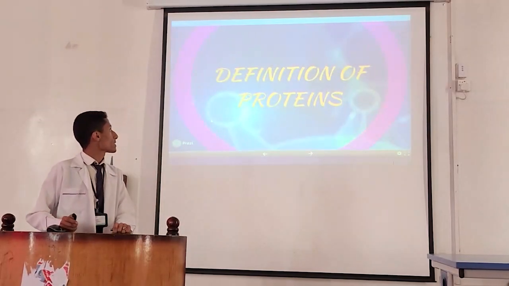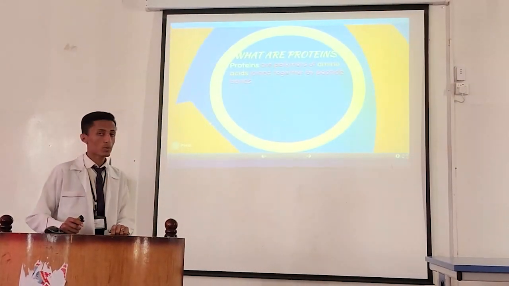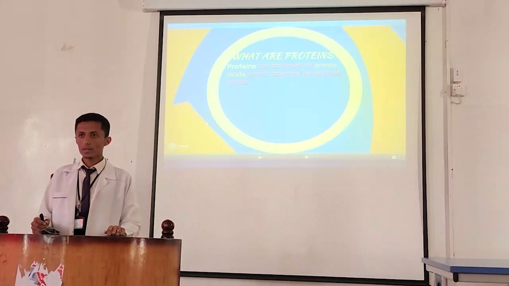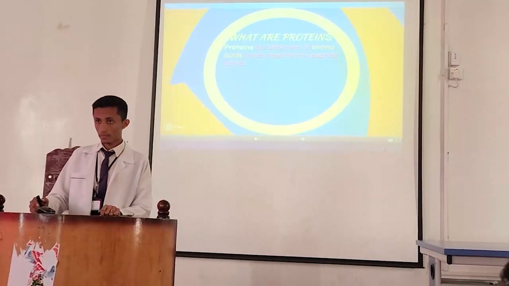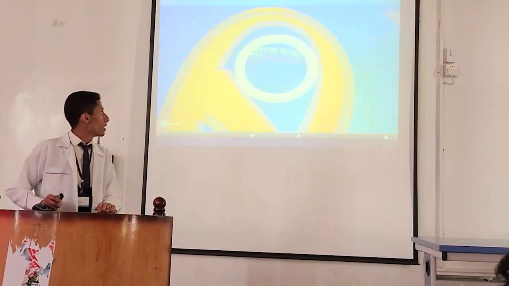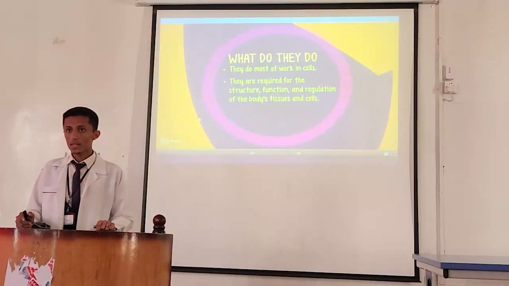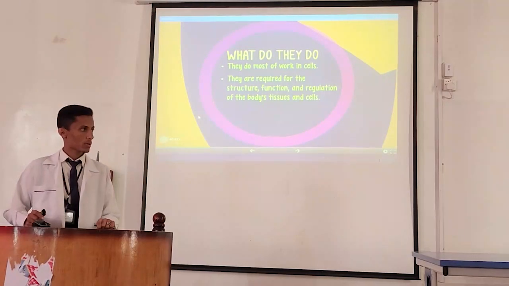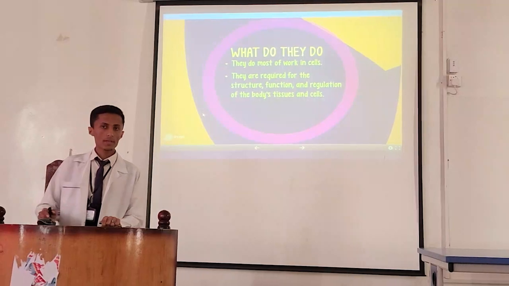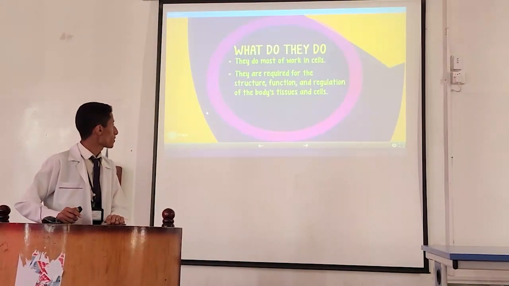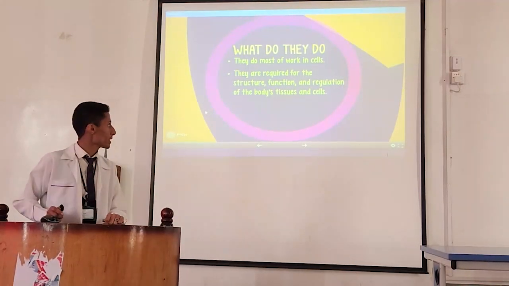Okay, proteins. What are proteins? To define proteins, we will focus on where they come from. We will find that they are polymers of amino acids which are linked together by peptide bonds. As for the function of proteins, they do most of the work in cells, like receptors, enzymes, and many other things like hormones and regulation of the body. And they are required for the structure, function, and regulation of the body's tissues and cells.